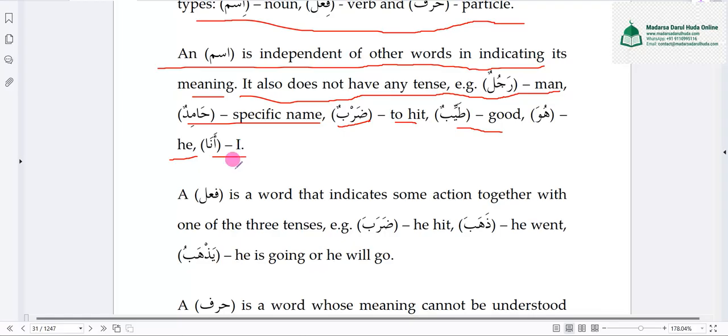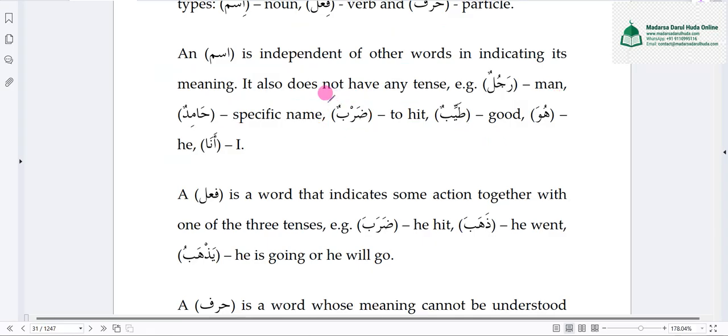Now you may be wondering why zarbun here is ism. Zarbun is an action. It means hit. Hitting is an action. Then why are we calling it an ism? So there are two main reasons why we are calling zarbun an ism. One main reason is that it has the sign of ism. Tanween is a sign of ism. That's why we are calling it an ism.